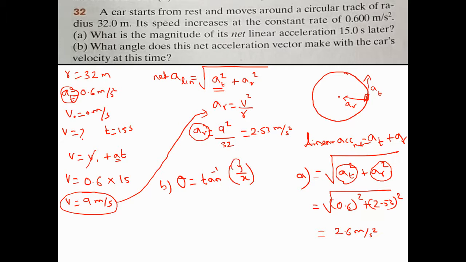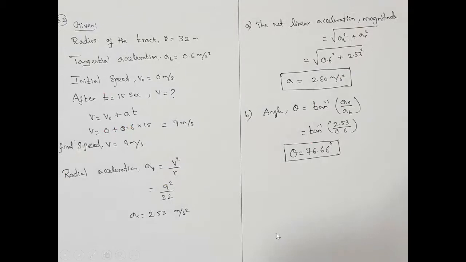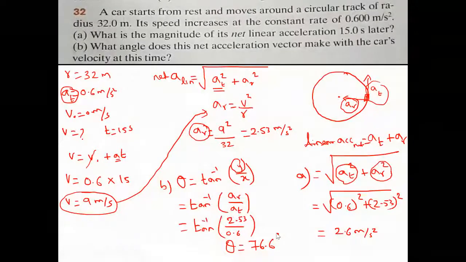So what is our y? Our y is the radial acceleration. Our x is the tangential acceleration. So I substitute: tan inverse of AR over AT. We have the values of AR and AT. AR is 2.53 and AT is 0.6. When you work this out, you get 76.6 degrees. Understand? Understand. Thank you, doctors.